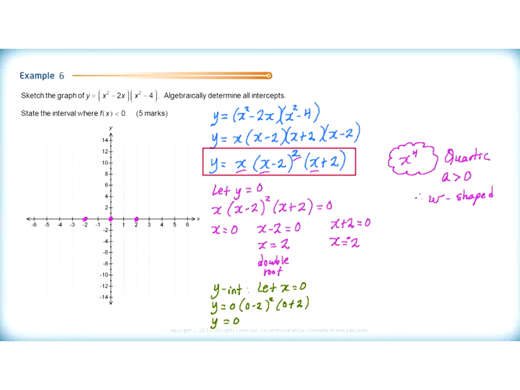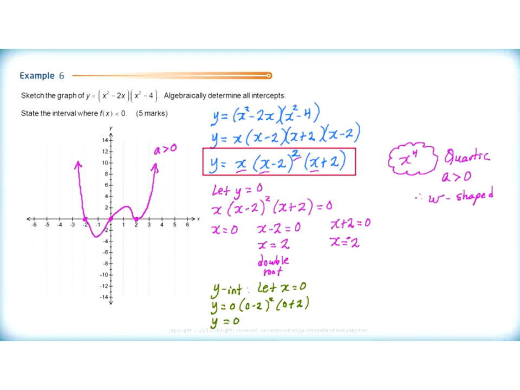So now, to sketch this graph, the leading coefficient is greater than 0, so the graph will extend up into quadrant 1. x equals 2 is a double root, so here the graph must be tangent at that point. It will turn around and pass through x equals 0, which is a single root, and it will turn around again and pass through x equals negative 2, because that is also a single root.